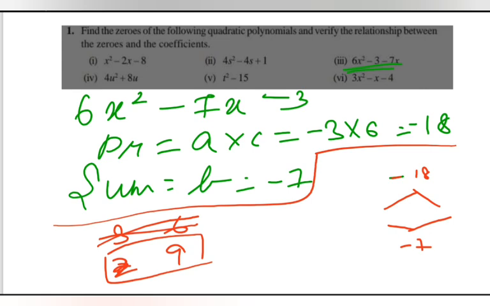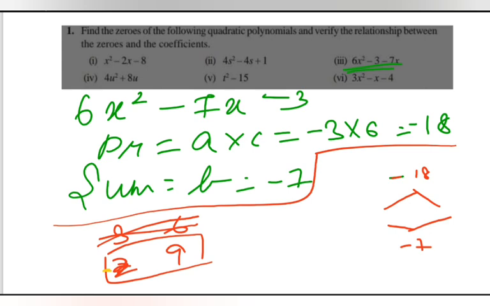But the product is in the minus sign, so we should change the sign. If I put minus in the place of 2 and multiply them, we'll be getting minus 18. But if I sum them, 9 minus 2, I'll be getting only plus 7.